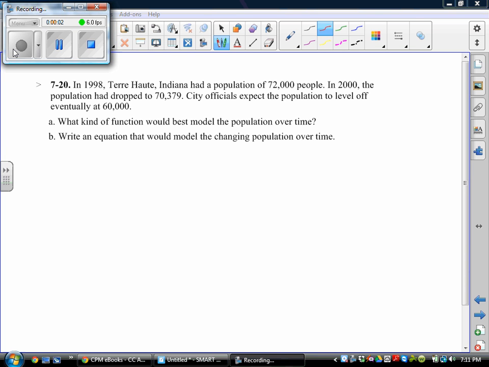This is problem 7-20 in section 7.1.2 homework. It says in 1998, Terre Haute, Indiana had a population of 72,000 people. In 2000, the population had dropped to 70,379. City officials expect the population to level off eventually at 60,000. That's important. What kind of function would best model the population over time?